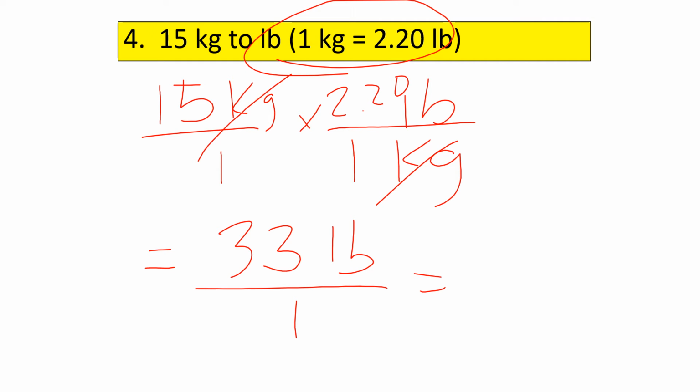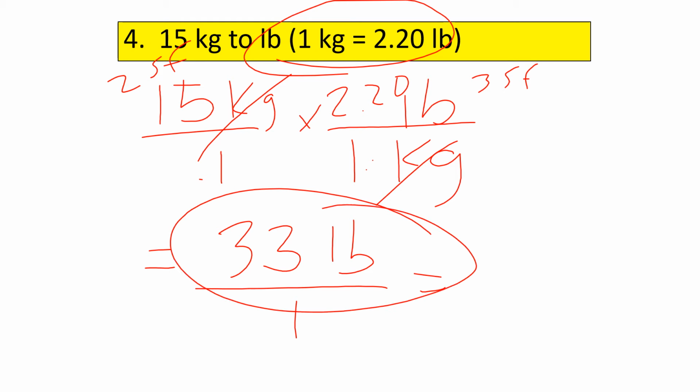As for sig figs, you have 2 sig figs here. You have 3 sig figs here. This one and this one don't count towards sig figs because those are not measurements, those are exact numbers. So your answer should have 2 sig figs, which is 33 pounds.